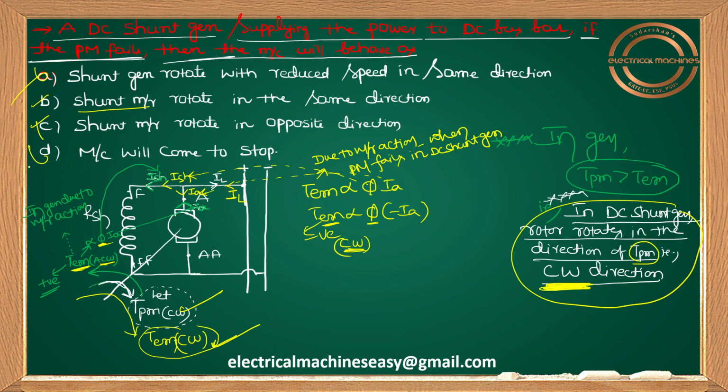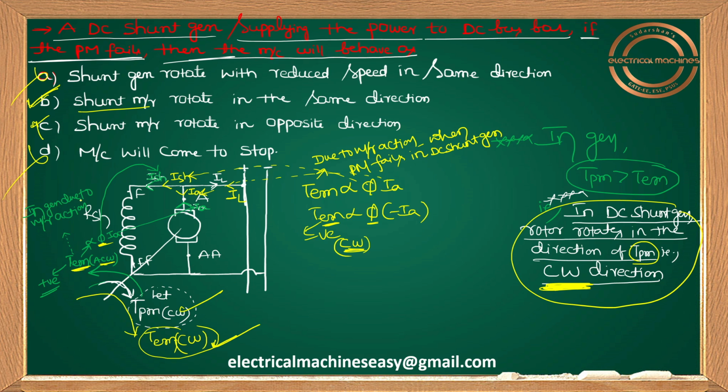Obviously the machine will come to a stop is not correct, so option D is also wrong. So guys, what is your right answer? Option B is your right answer: shunt motor rotates in the same direction. That means you have to compare the electromagnetic torque due to motor action when prime mover fails with TPM, not with the earlier Tm.